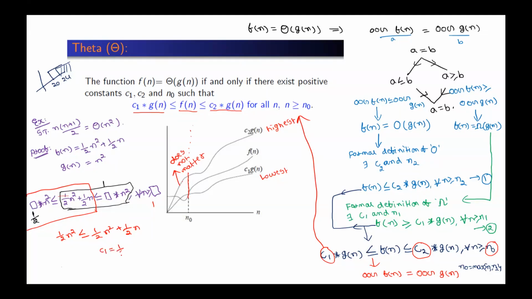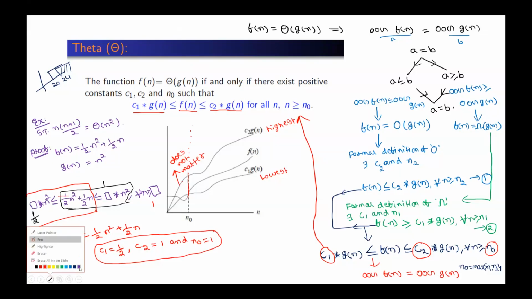C1 is 1 by 2, C2 is 1, and n naught is also 1. Can you give any other constants based on this? Once you know that these are the values, you simply give me some other combination for C's and n naught based on this answer.